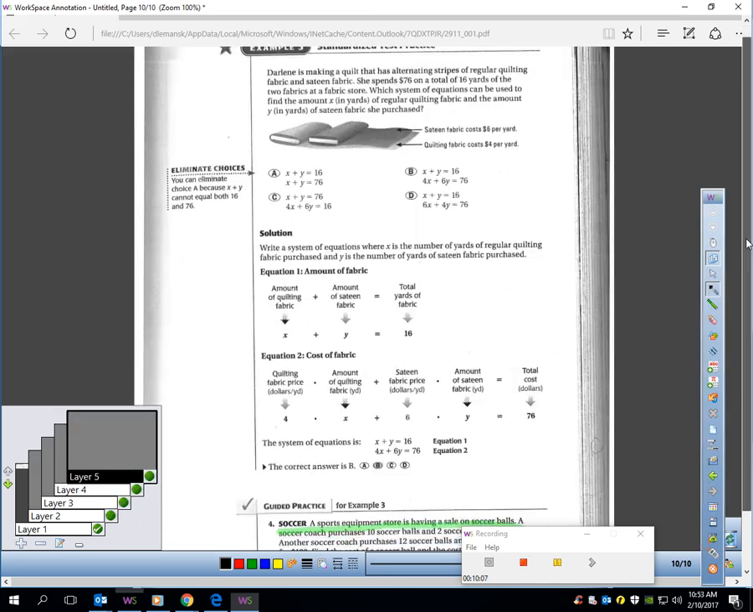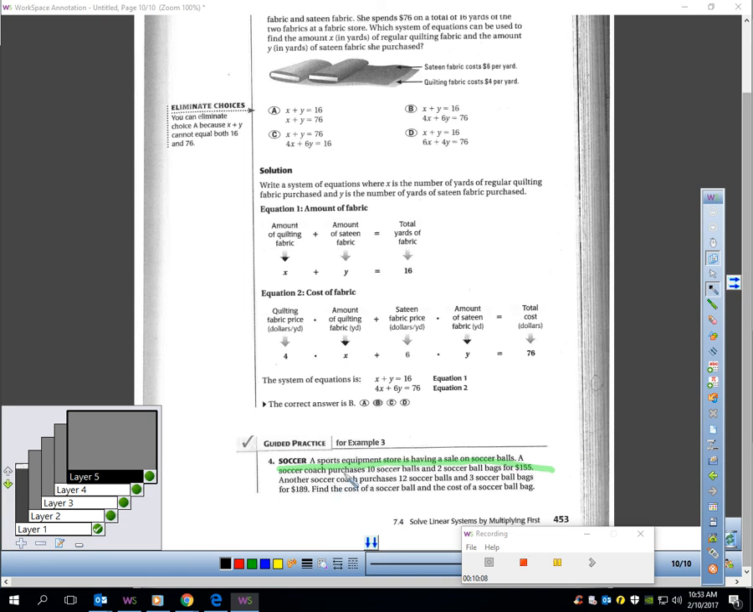One last problem. You'll have word problems again, and I'm not going to work the problem out, but I want to set it up. A sports equipment store is having a sale on soccer balls. A soccer coach purchases 10 soccer balls and 2 soccer ball bags for $155. Another coach purchases 12 soccer balls and 3 soccer ball bags for $189. Find the cost of a soccer ball and the cost of a soccer ball bag.